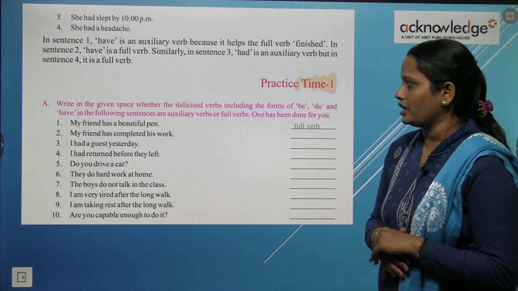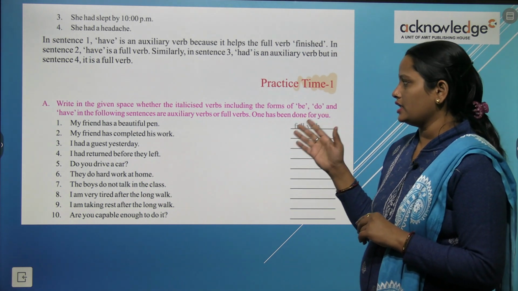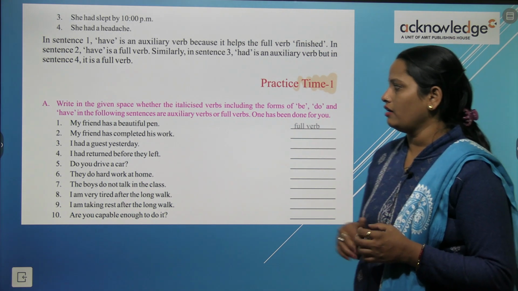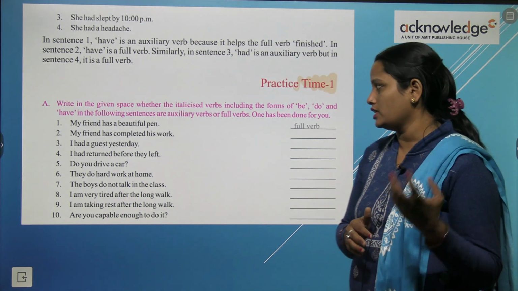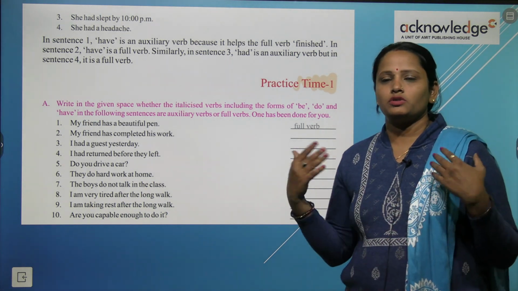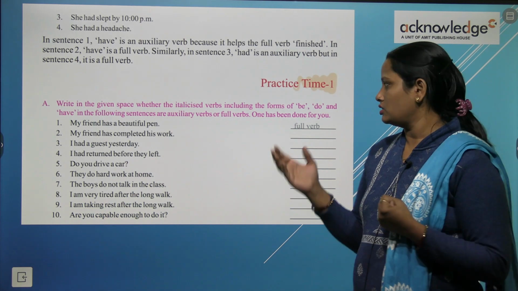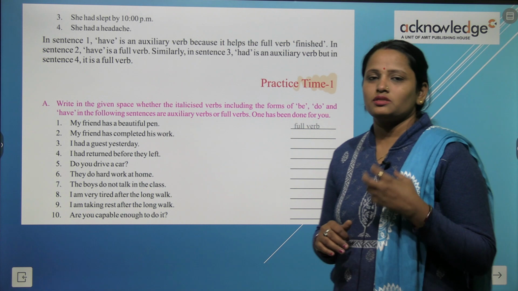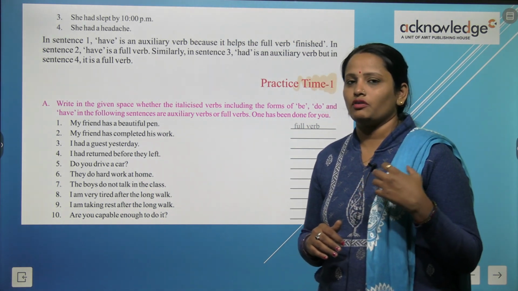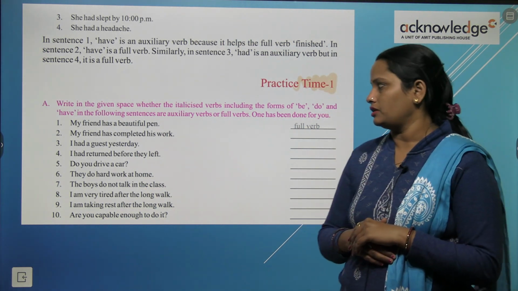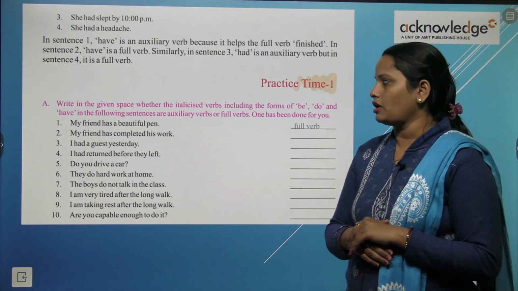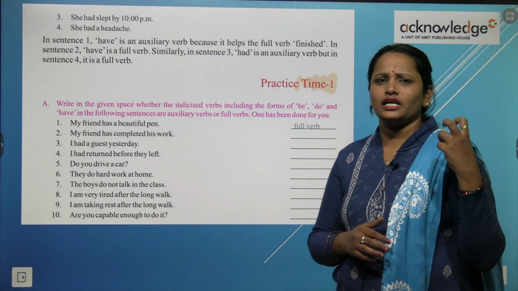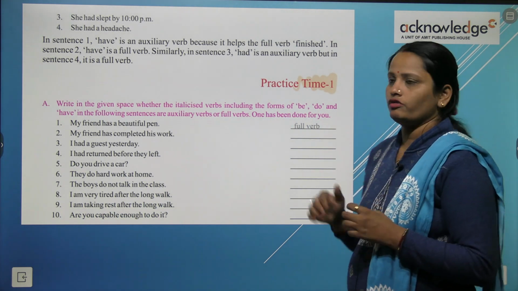Write in the given space whether the italicized verb forms of be, do and have in the following sentences are auxiliary verbs or full verbs. तो आपको इसमें जो है ढूंढना है कि जो ये forms लिखे गए be, do या have के ये full verb का काम कर रहे हैं मीन्स main verb का काम कर रहे हैं या फिर helping verb या फिर auxiliary verb का काम कर रहे हैं. First one is: My friend has a beautiful pen. अब यहाँ पे has एक इकलौता verb है तो इसलिए full verb का काम कर रहा है.